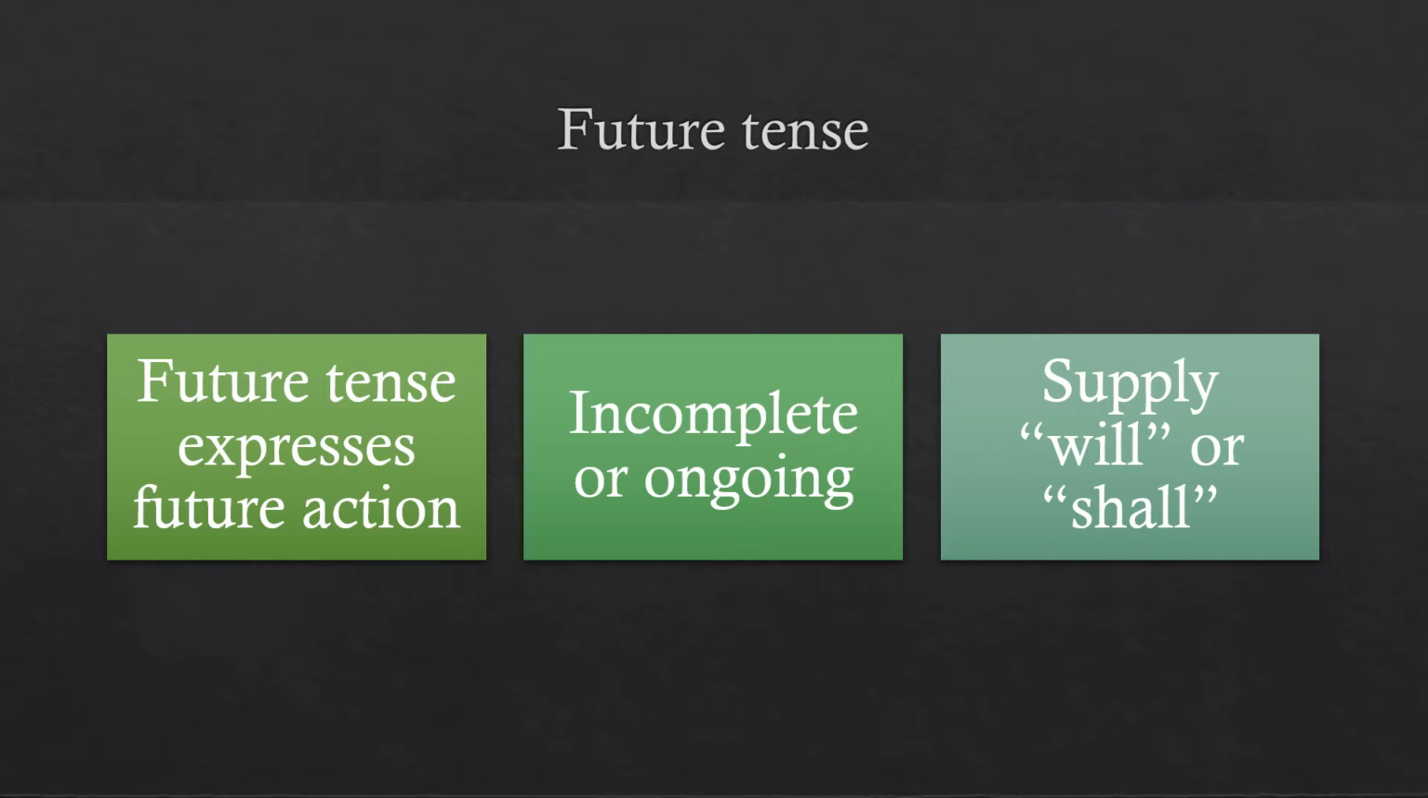Just like English, Latin has a future tense. The future tense is used to express actions that occur in, you guessed it, the future. In terms of aspect, or completedness of an action, the future tense is inherently incomplete or ongoing. To translate future tense verbs from Latin into English, we supply the words will or shall.